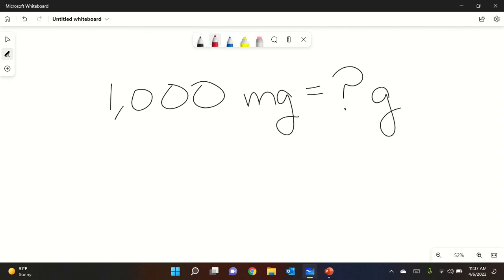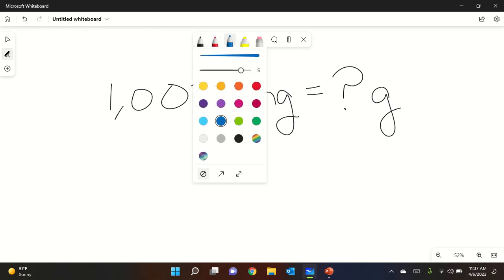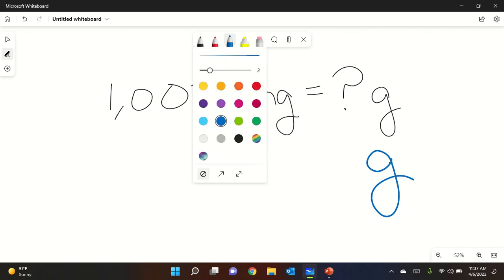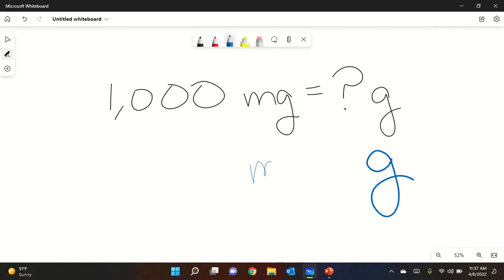First thing we need to do is figure out which of these units is larger and which one is smaller. Is a gram larger than a milligram? In the metric system, is our base unit larger than 1,000th of that unit? Absolutely it is, right? And so we're going to write this in our big thick blue font. And milligram is going to be in our small blue font.